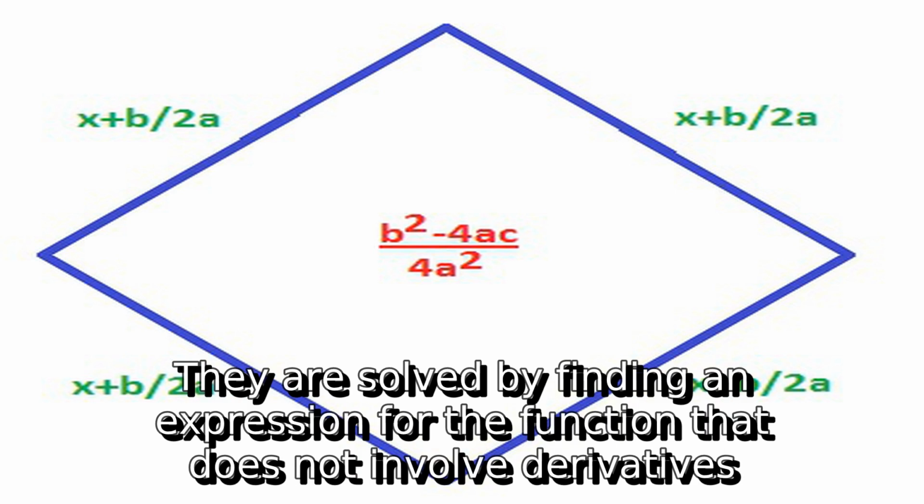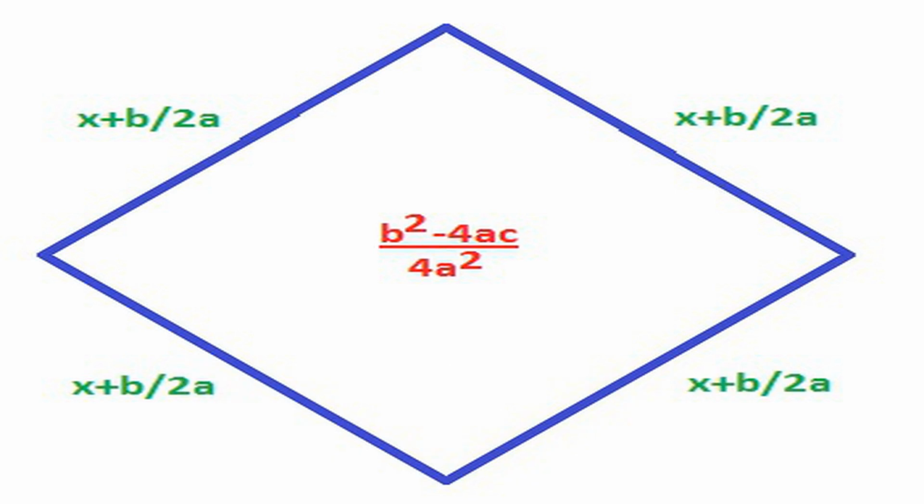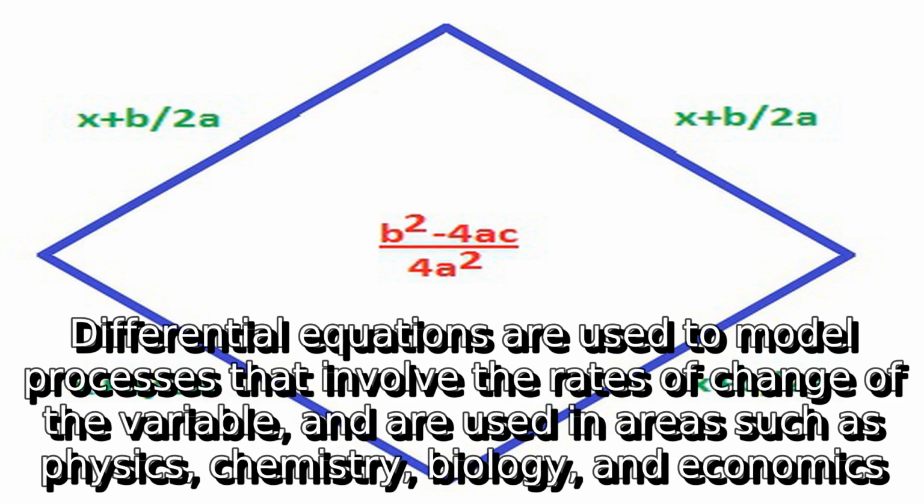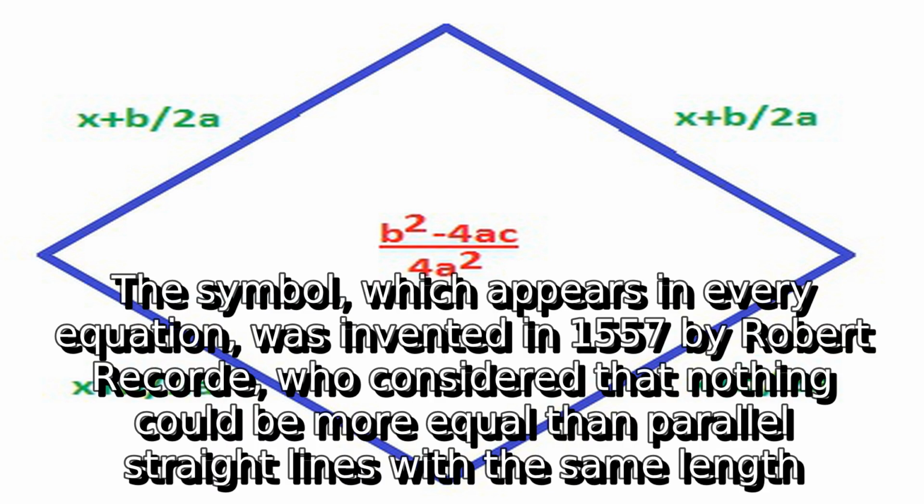They are solved by finding an expression for the function that does not involve derivatives. Differential equations are used to model processes that involve the rates of change of the variable, and are used in areas such as physics, chemistry, biology, and economics. The equal sign, which appears in every equation, was invented in 1557 by Robert Recorde, who considered that nothing could be more equal than parallel straight lines with the same length.